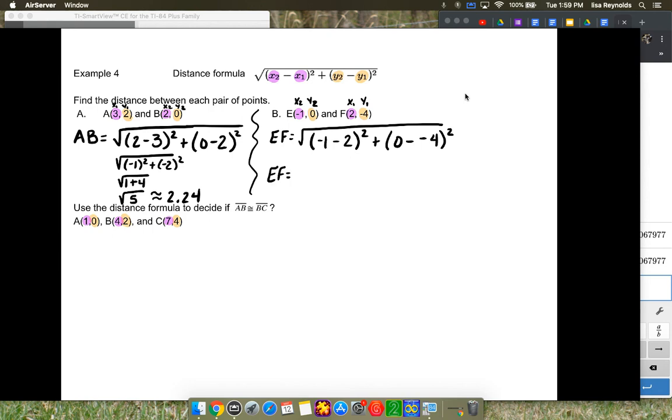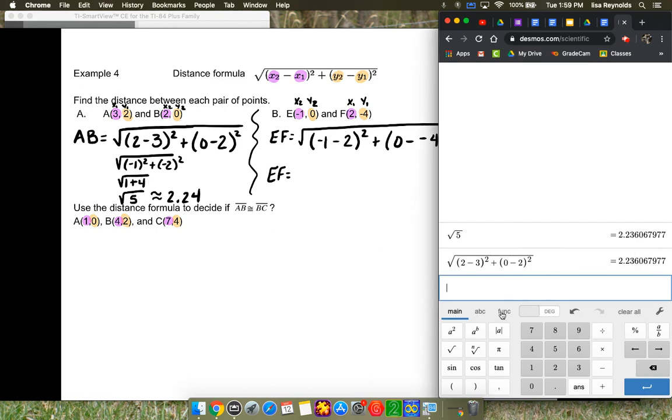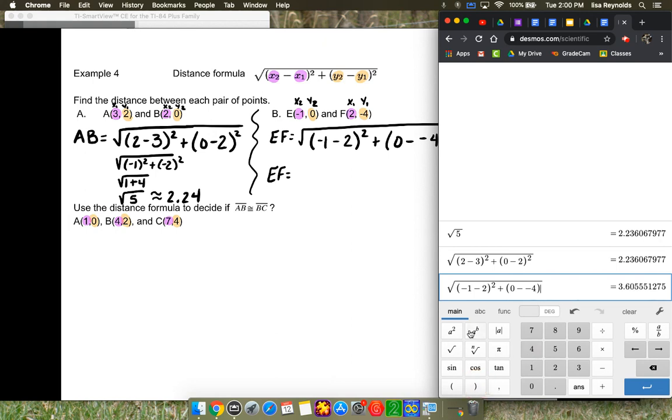So we can go to the calculator. We have our square root of negative 1 minus 2, close the parenthesis, squared, plus parenthesis 0 minus negative 4, close the parenthesis, squared, and we get that the answer to this is 5.